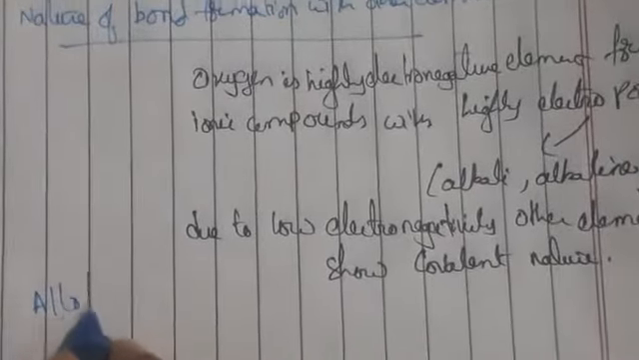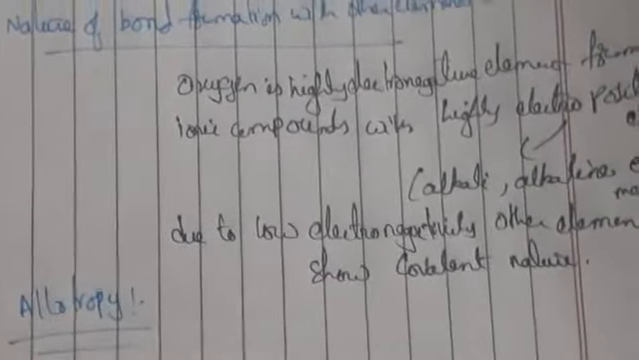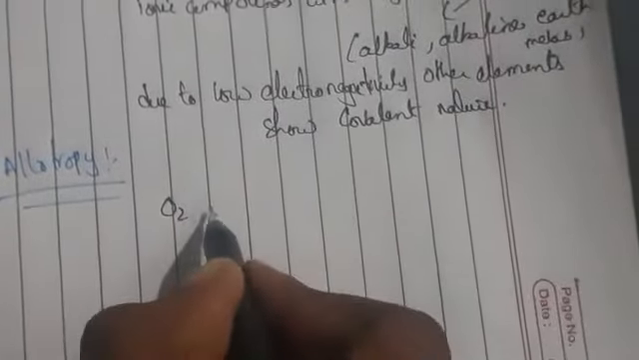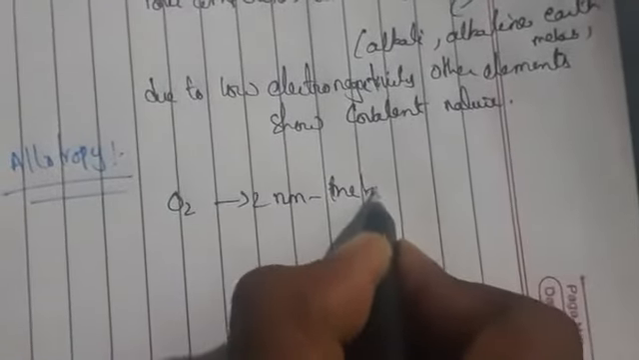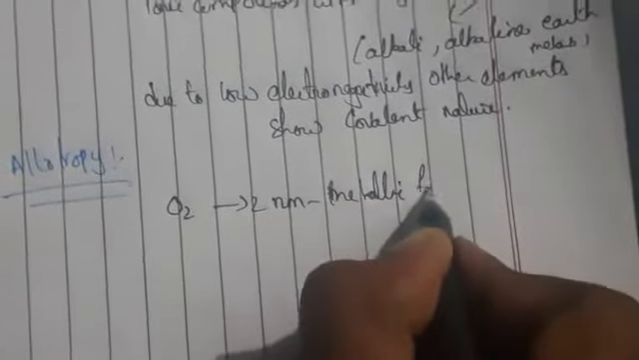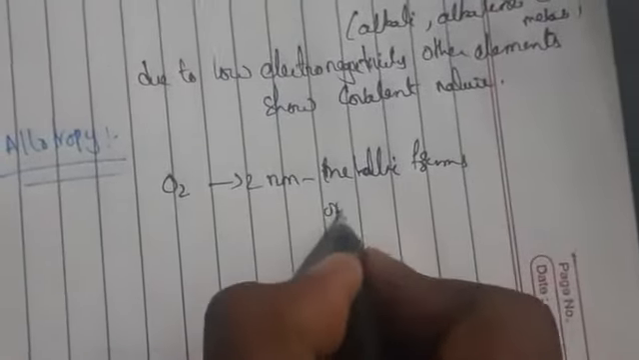Next, let us see allotropy. What is allotropy? Similar chemical properties, different physical properties, we call it allotropy. Every group 16 element shows allotropy. Coming to oxygen, it exists in two non-metallic forms: one is oxygen and another one is ozone.